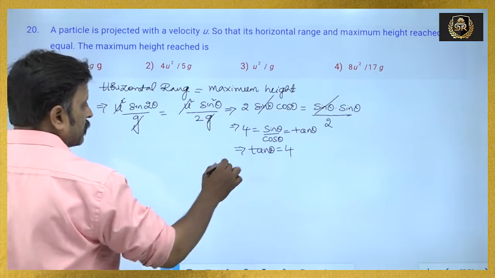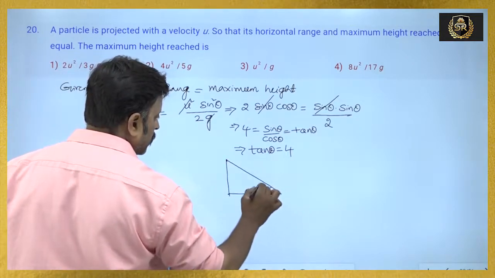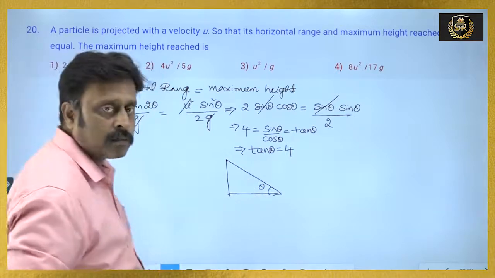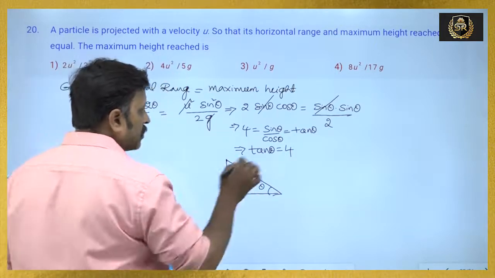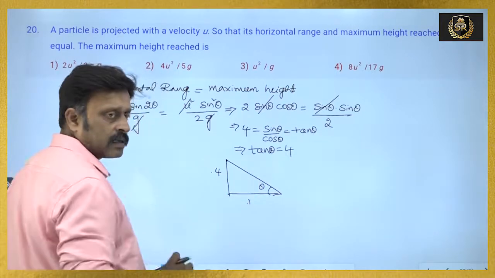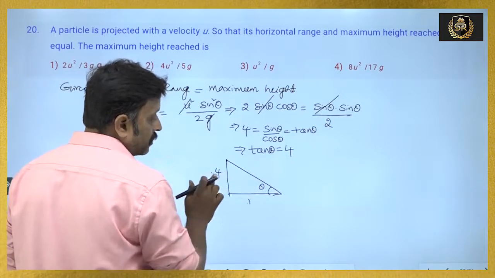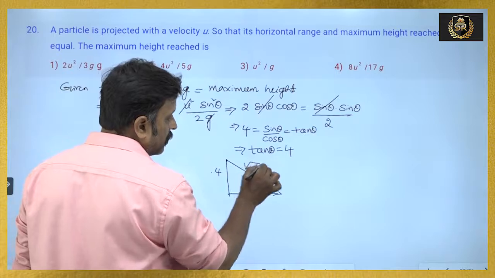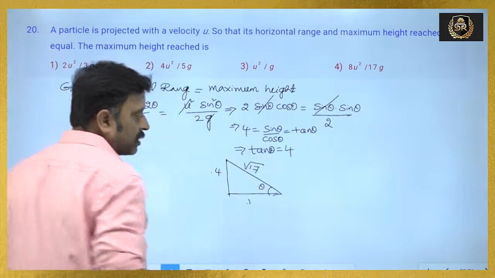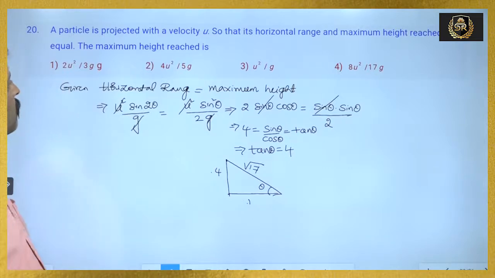Here tan theta is 4, which means take a right angle triangle. Suppose this is theta. What is the tan function? Opposite by adjacent. Tan theta is equal to 4. This is 4, this is 1. Opposite and adjacent. And what is the length of the hypotenuse then? Root over side square plus side square, root over 4 square plus 1 square, root 17. So hypotenuse is root 17. Now what are you asked to calculate in this problem?